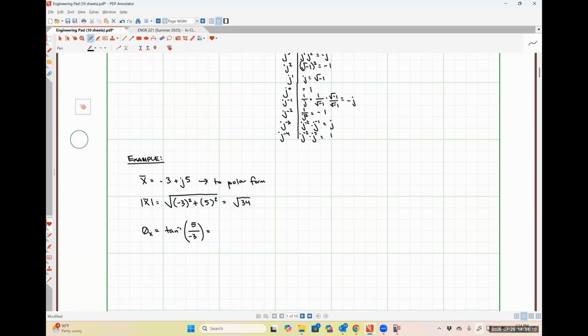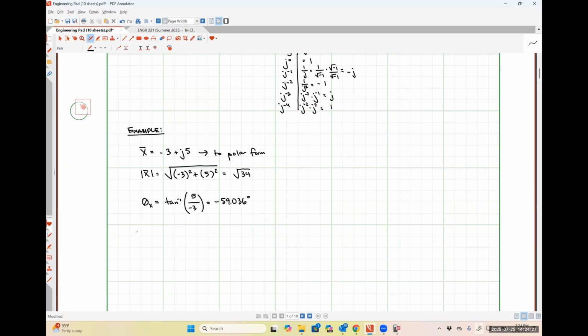And when I do that, I get an angle of -59.036 degrees. So if I put these two parts together, I could say that the polar form of our complex number x, and I'm going to put a question mark here, is going to be the square root of 34 with an angle of -59.036 degrees.